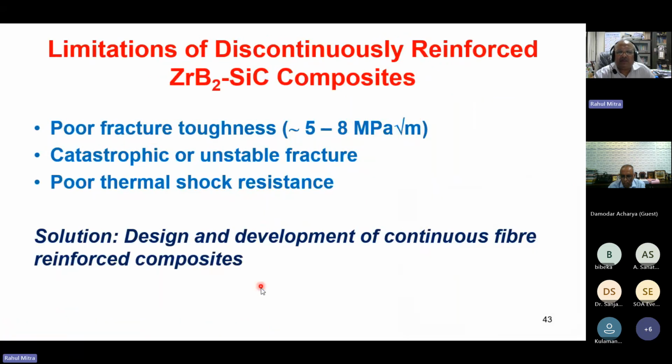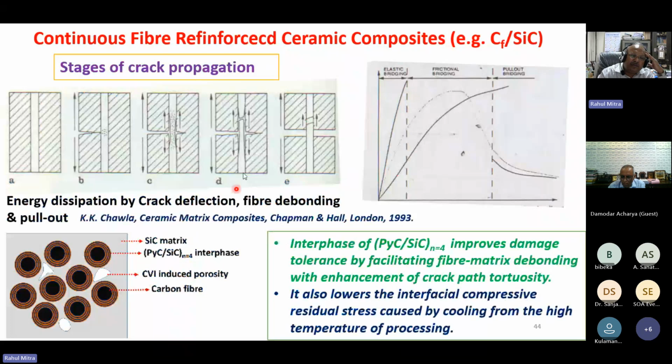The main problem in this composite is that it has poor fracture toughness, it has catastrophic and unstable failure, and thermal shock resistance is also not very good. So what is the solution? The solution is to design and develop continuous fiber reinforced composites. So why develop continuous fiber reinforced composites?